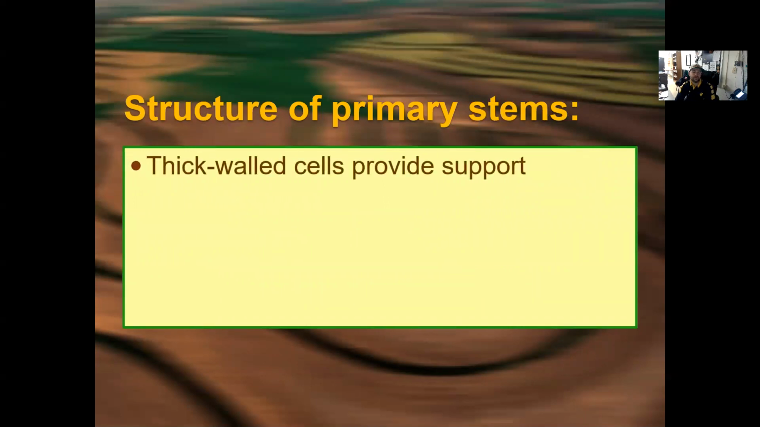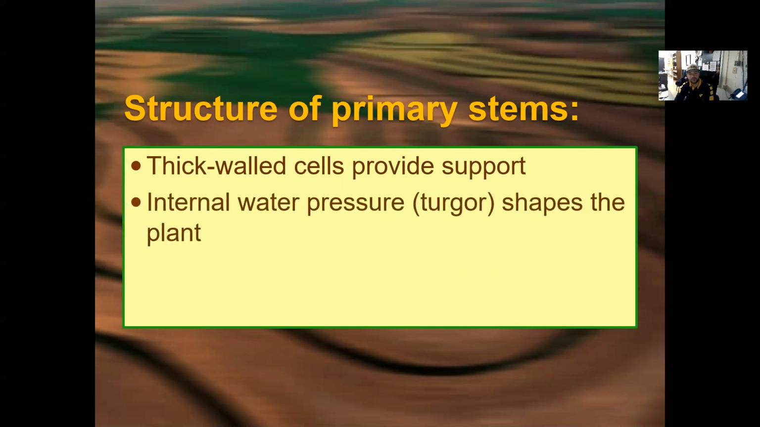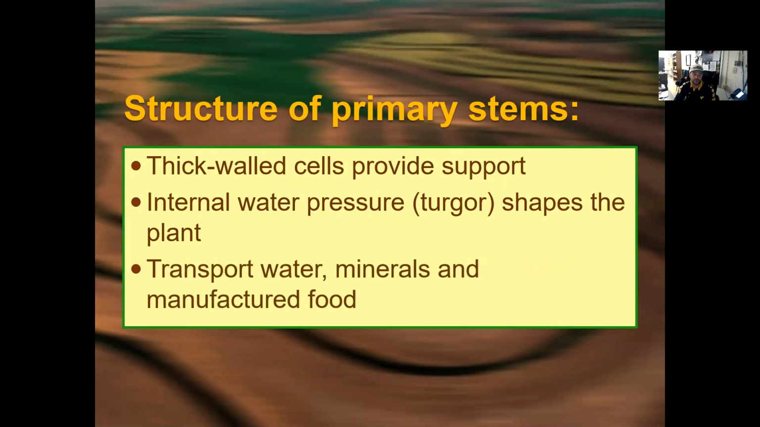The structure of primary stems: thick-walled cells provide support. Internal water pressure shapes the plant and transports water, minerals, and manufactured food. These thick-walled areas are going to transport water throughout the plant, and the reason they're more efficient at it is because of that thicker wall structure.